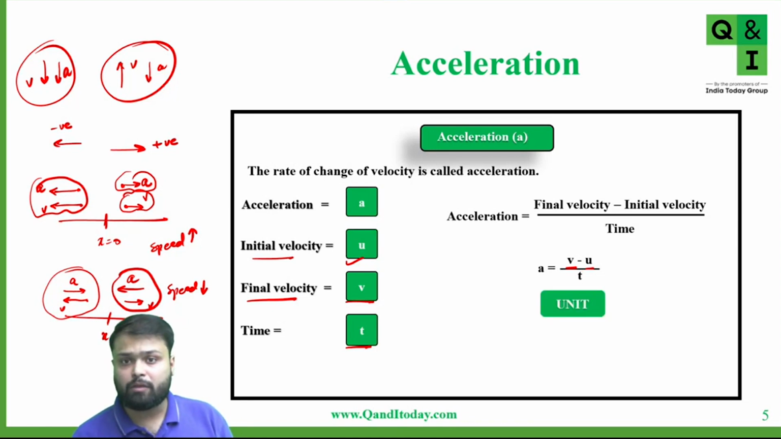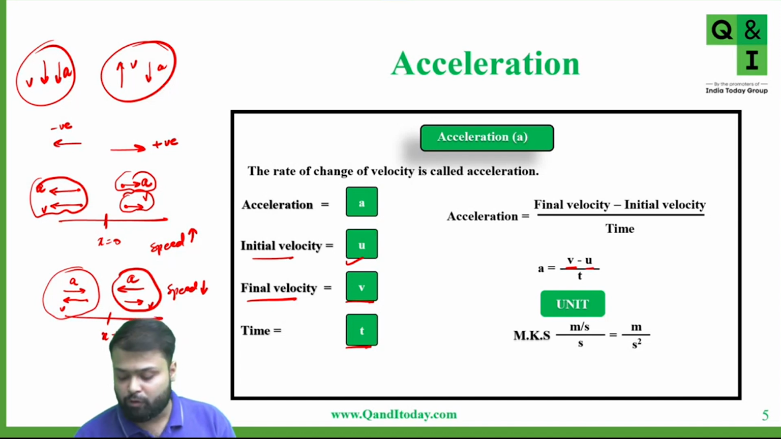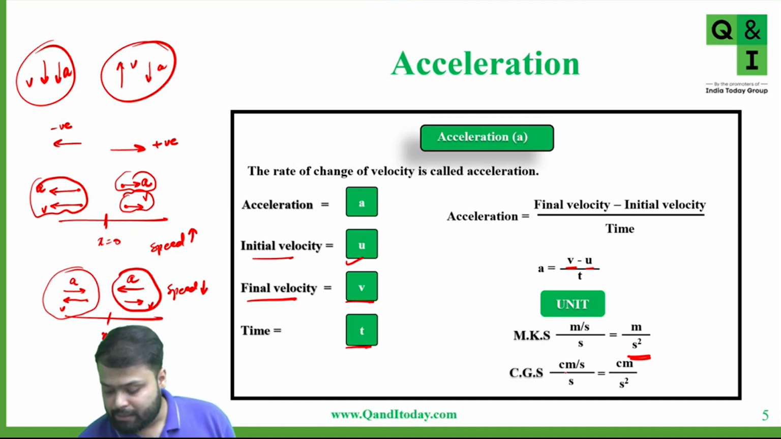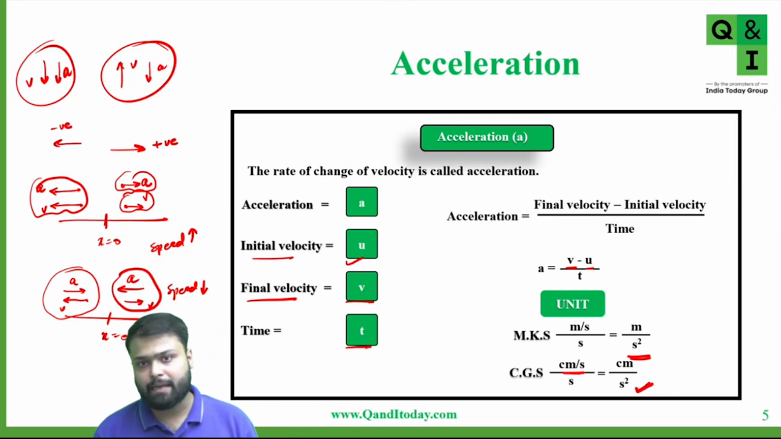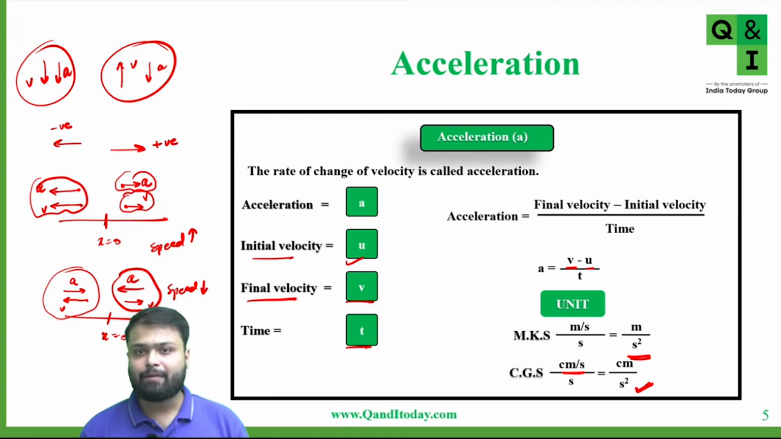Okay, now if we talk about the unit, the SI unit or MKS system of unit of acceleration is, now the unit of speed or velocity is meter per second. Now time is second. So meter per second per second is meter per second square. Similarly, in the CGS system, it is centimeter per second per second, which is centimeter per second square. So the SI unit of acceleration is meter per second square, and the CGS unit is centimeter per second square. Okay, any doubt? Anyone? Yes or no? Is this clear to everyone?